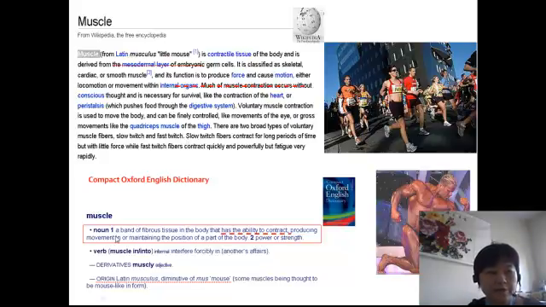You can also find the definition from the Oxford English Dictionary: a band of fibrous tissue in the body that has the ability to contract, producing movement or maintaining the position of the body, and it has power or strength. So these are the marathon runners, and here is the bodybuilder.